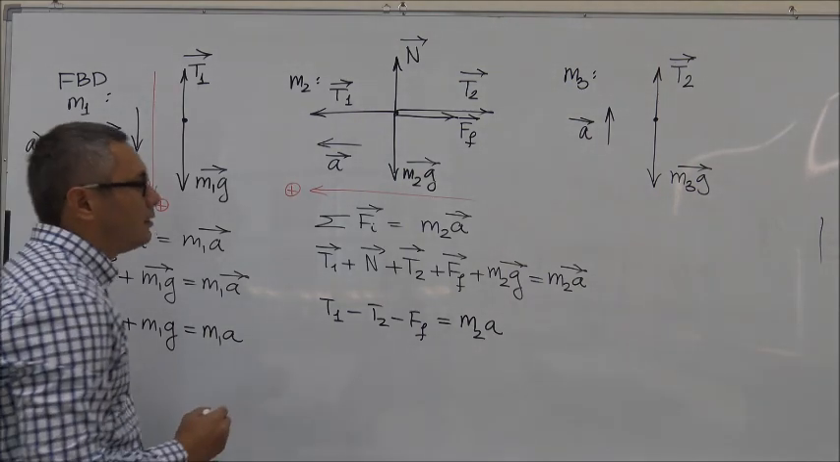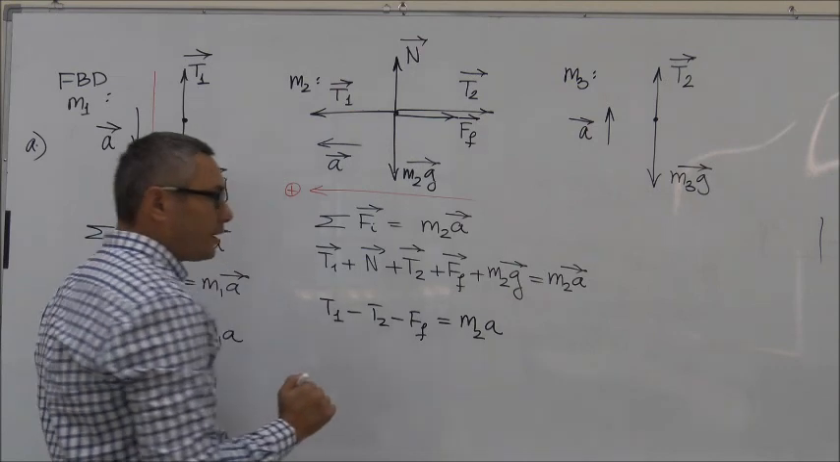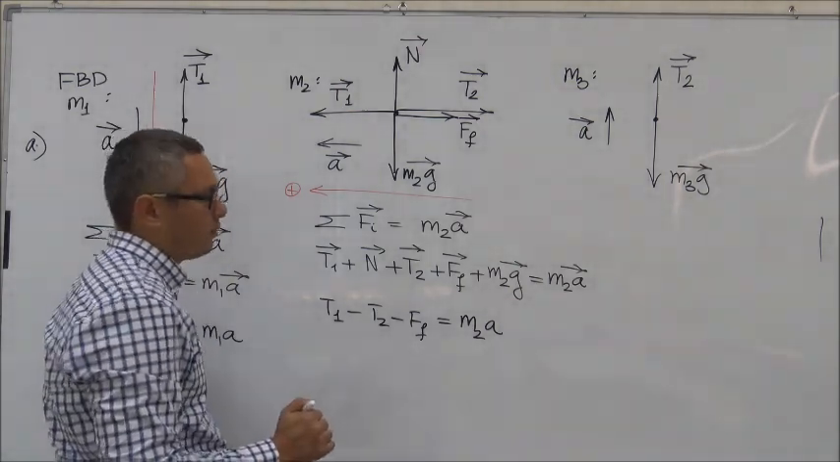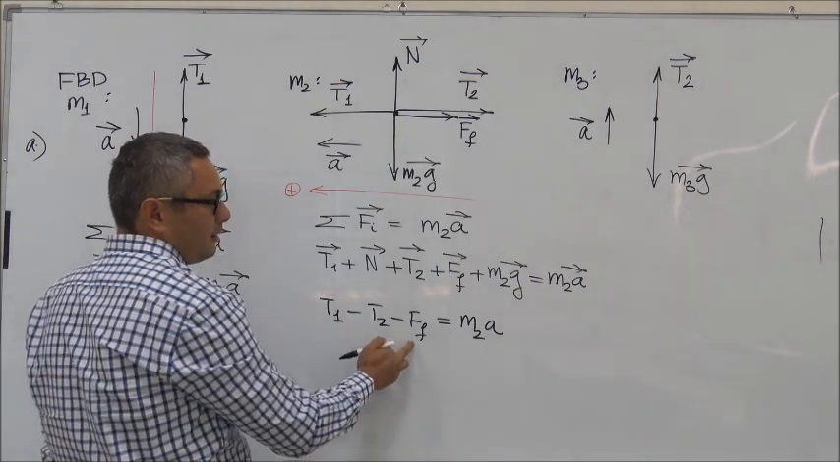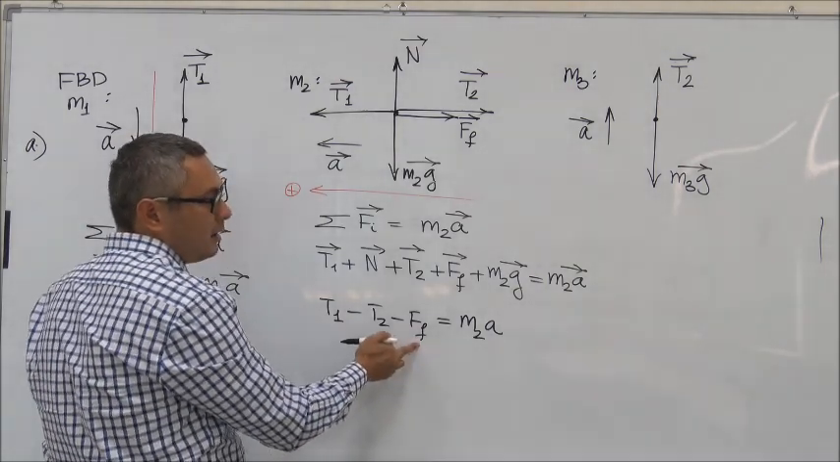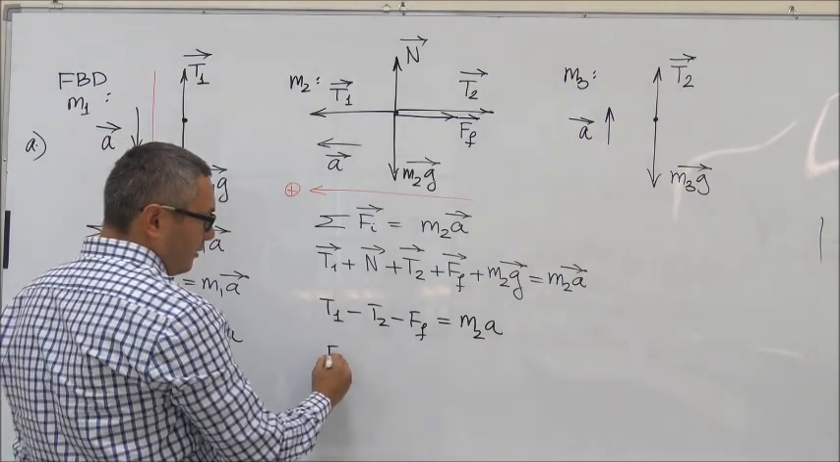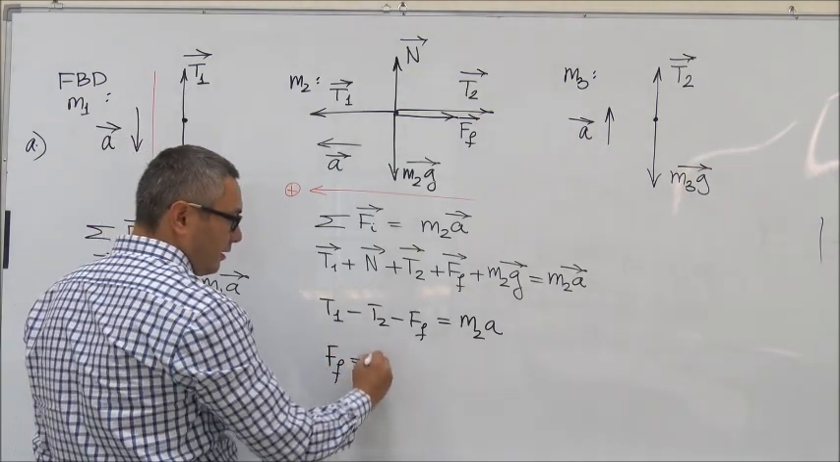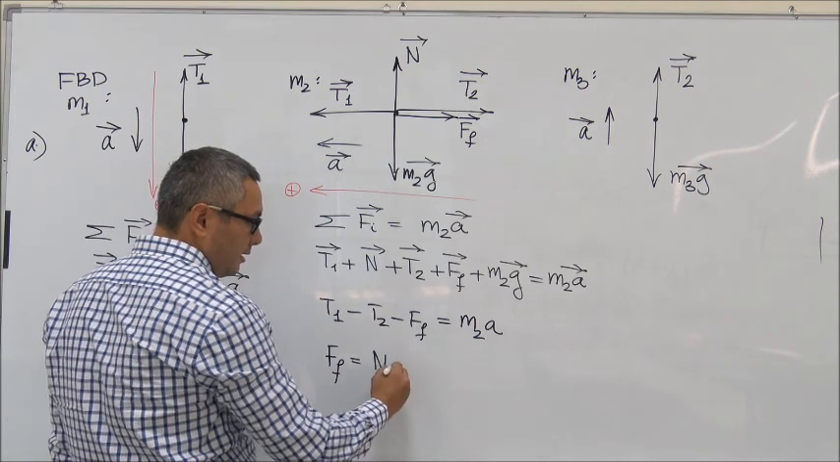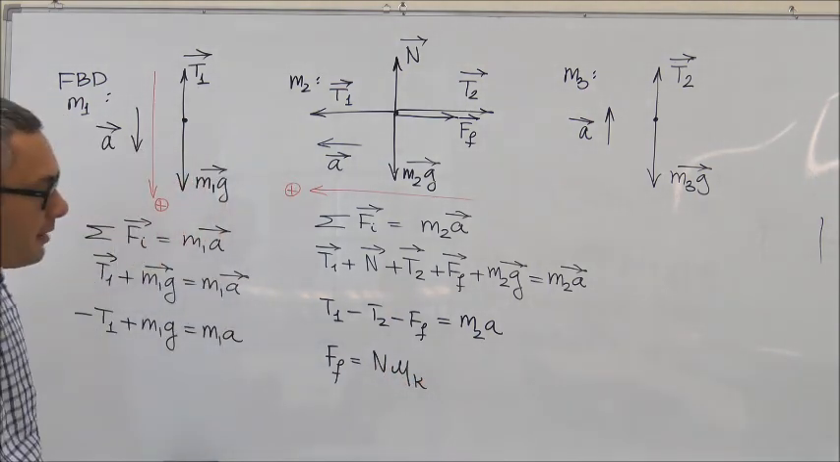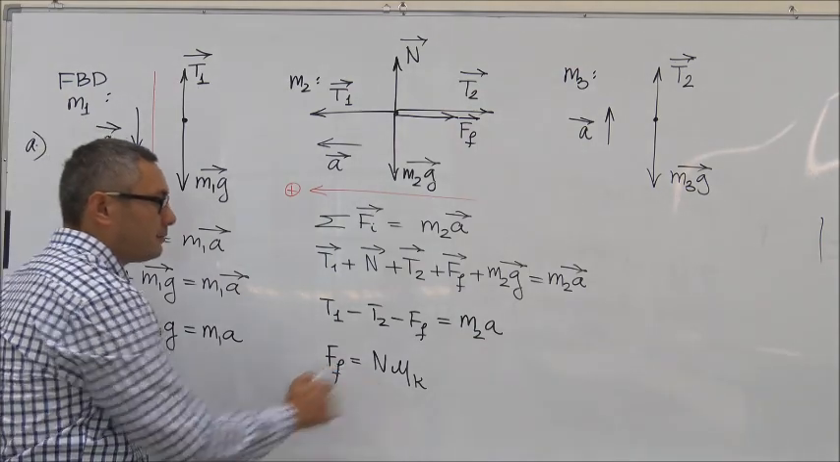Now, we are given in the problem the coefficient of kinetic friction. So we can relate the friction force to the coefficient of kinetic friction and the normal force. The friction force is equal to normal times the coefficient of kinetic friction, mu k. Now what do we do with the normal force?